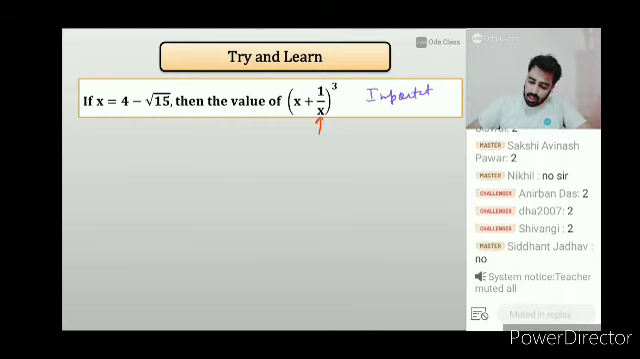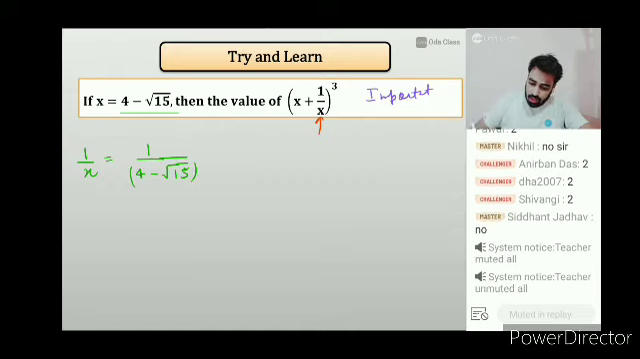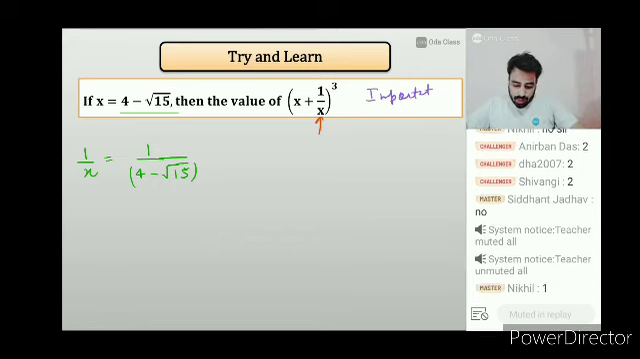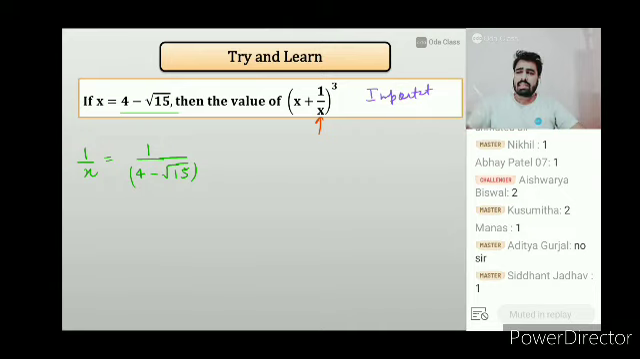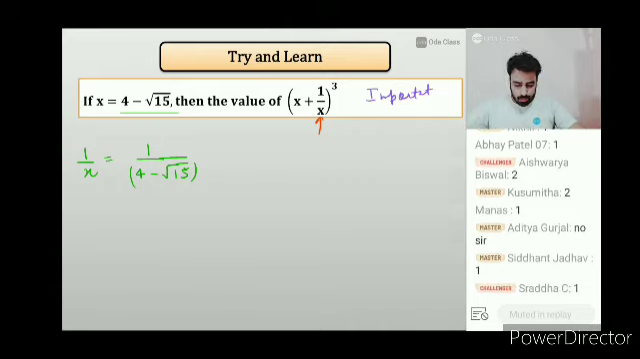ठीक है. अच्छा, 1 by x. If x value is 4 minus root of 15, I am saying that 1 by x will be the reciprocal of x. Anyone have any objection? If x is 4 minus root of 15, 1 by x will be 1 by that. Just reverse. x 2 है तो 1 by x, 1 by 2 हुआ. ठीक है, बढ़िया. 1 by x, no objection.